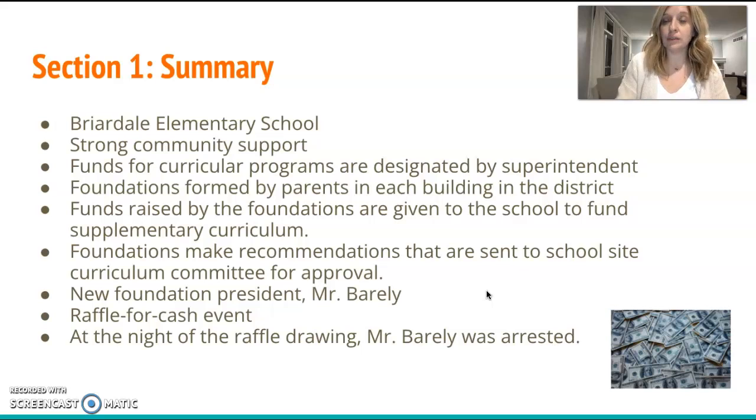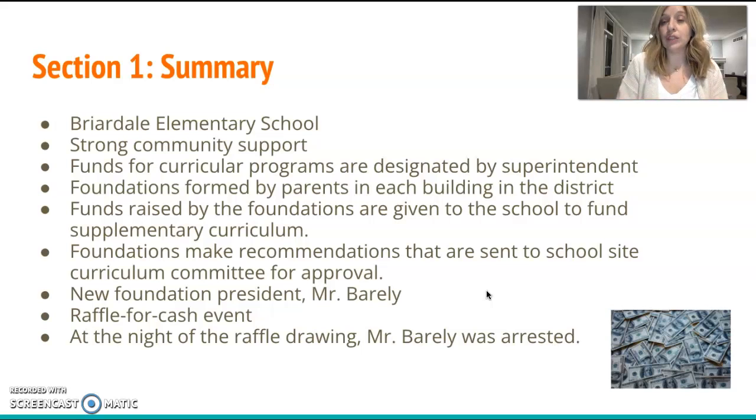He has also talked previously before this to Mr. Santos, the principal, and he has kind of outlined some of those policies that the district has. He talks to Mr. Santos. Mr. Santos agrees to host the raffle for cash event. On the night of the raffle drawing, the sheriff department comes and arrests Mr. Bairley. He is later charged and convicted of a misdemeanor because holding a raffle without a license is illegal.